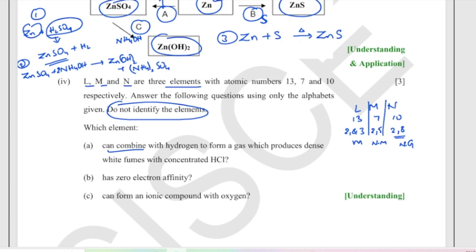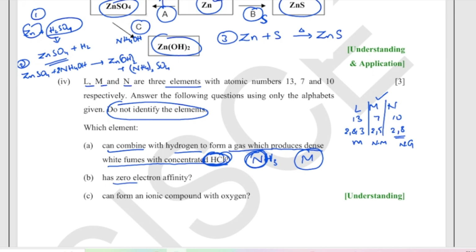Which element can combine with hydrogen to form a gas which produces dense white fumes with concentrated HCl? Which compound gives dense white fumes with HCl? Ammonia. So there it must be nitrogen which is reacting with hydrogen. In these options, which one is nitrogen? M is nitrogen. So M combines with hydrogen to form ammonia, which will give you dense white fumes with HCl.